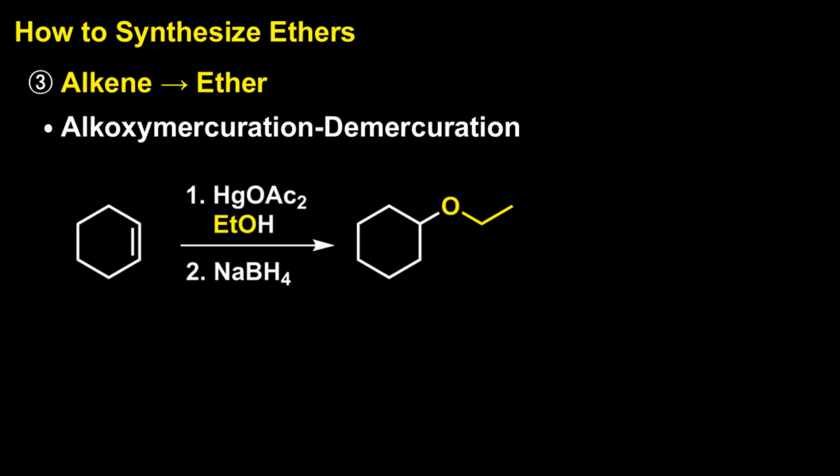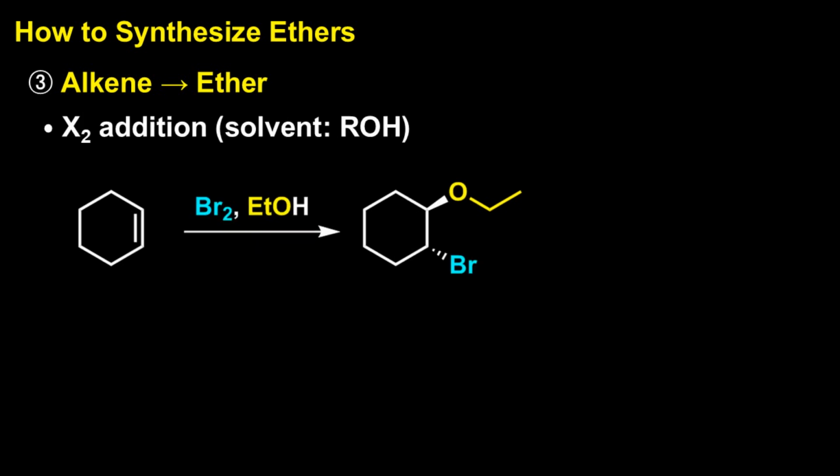In the next step, we bring in sodium borohydride, NaBH4, to remove the mercury group. And in the end, we get an ether with the alcohol part now added across the original double bond. It's a clean, regioselective reaction and a really handy way to make ethers from alkenes.